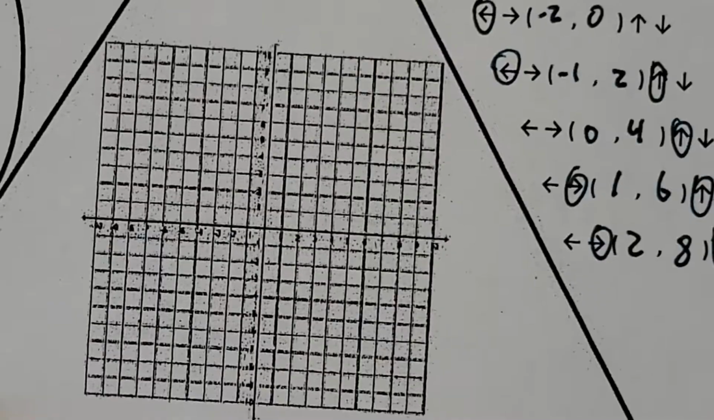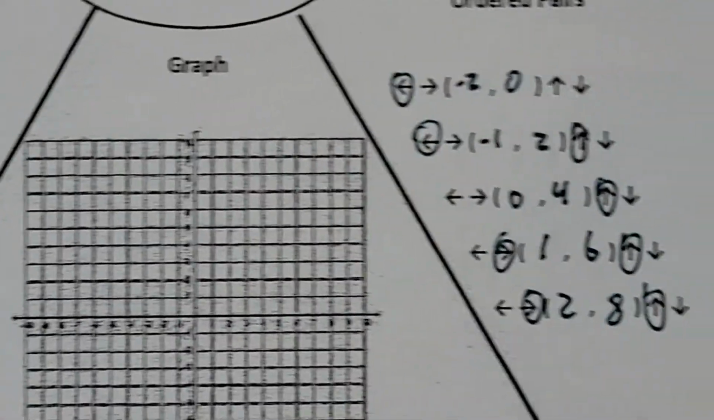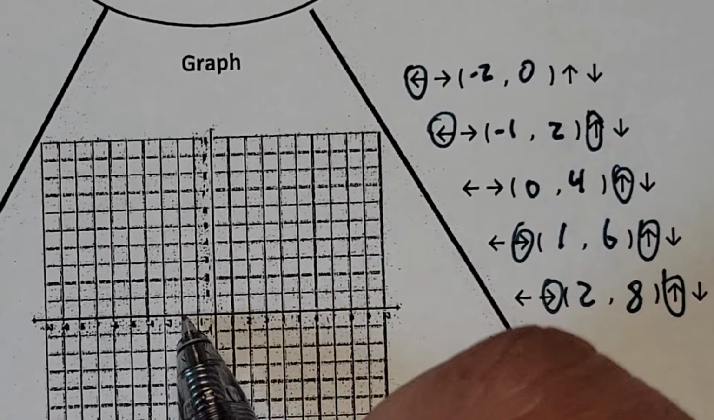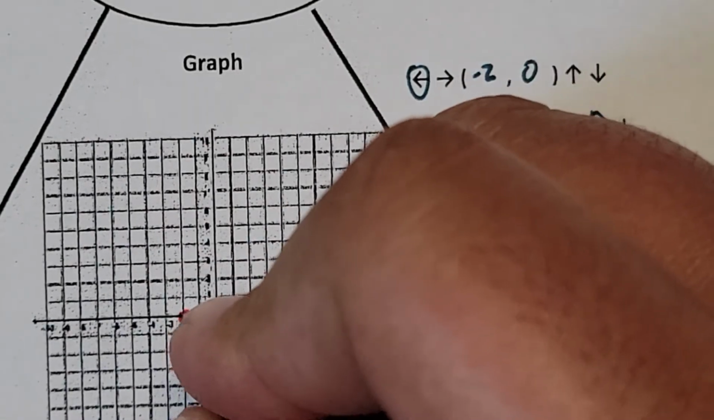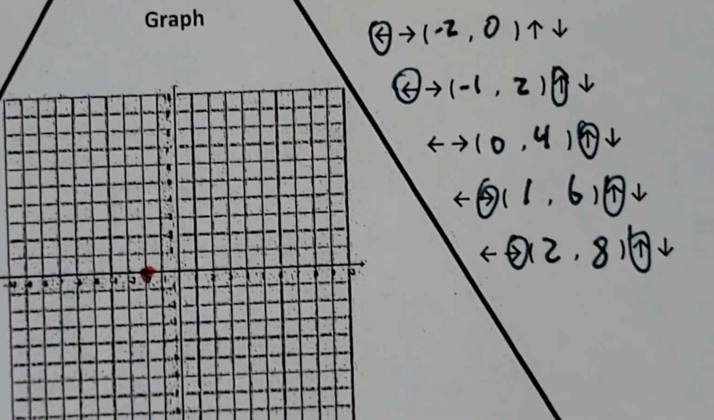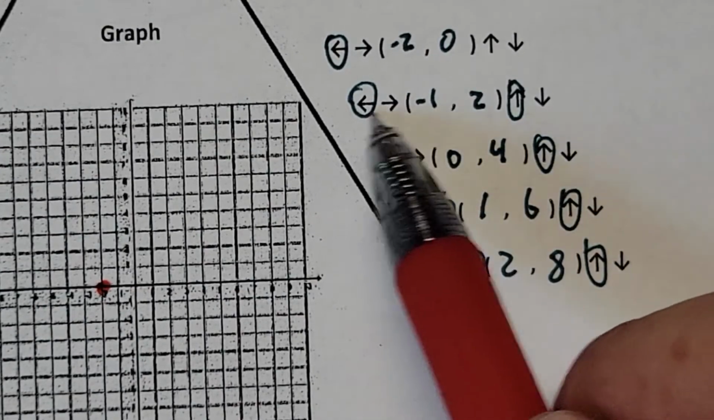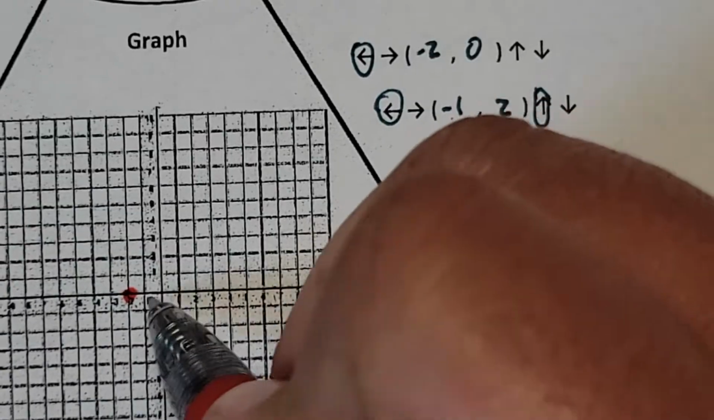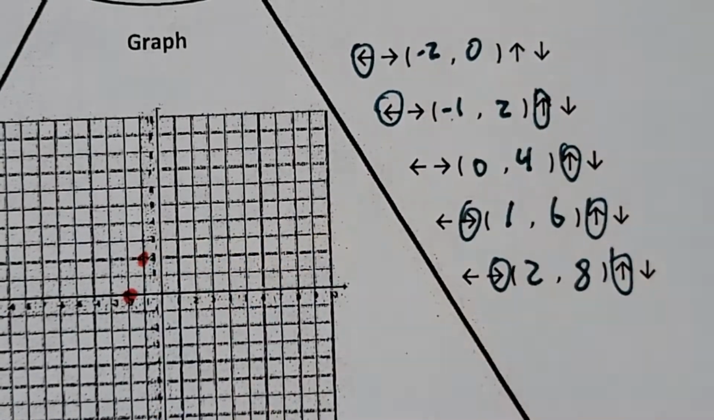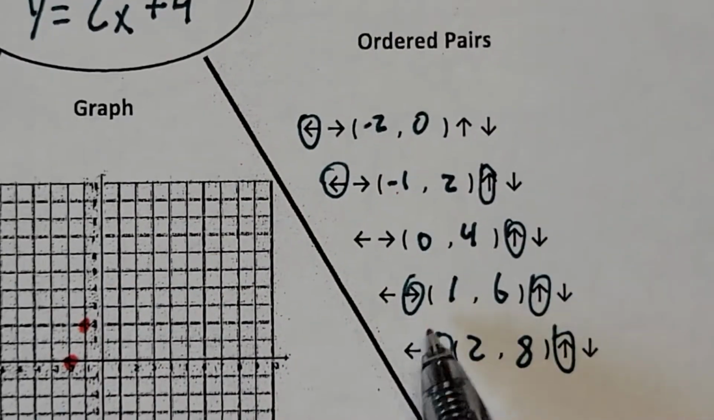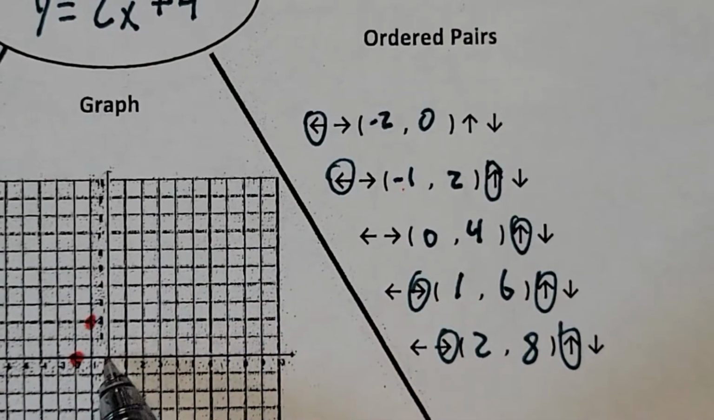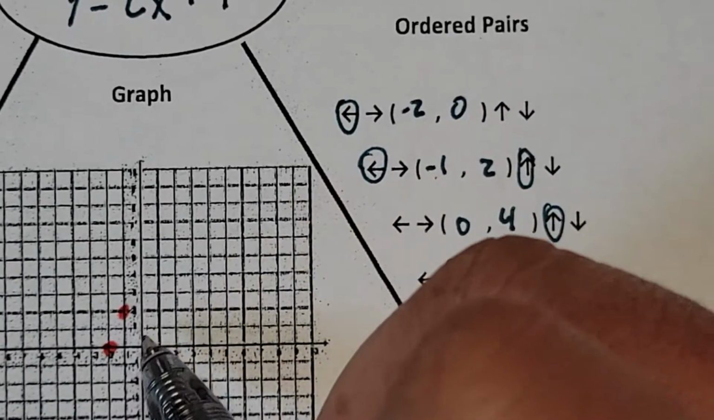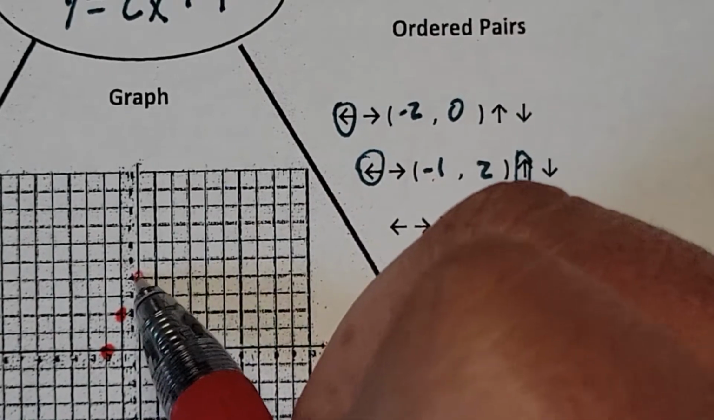So on this one, you're going to go to the left 2, and then you're not going to move because it's 0. So left 2 units, and that's it. Put a dot. Right here, guys, you're going to go to the left 1, and then up 2. Left 1, up 2. Now right here, it says 0, so you don't move. You stay in the middle, but you have to go 4 units up. 0, 4.